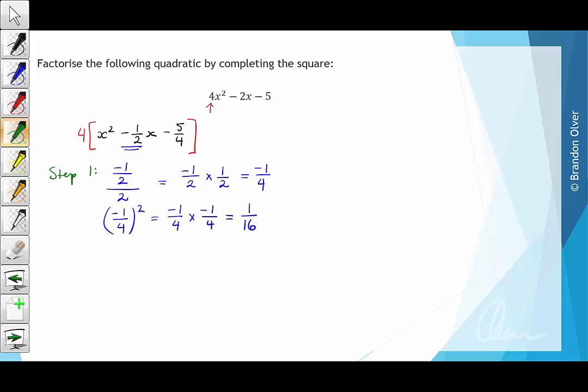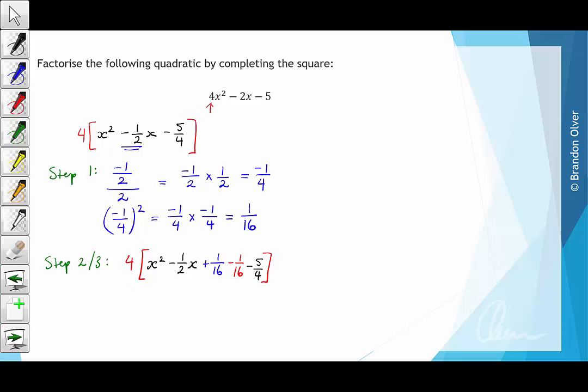So in step 2, and we'll do 3 at the same time, we've still got the 4 out the front of our expression. And in there, we're going to have x squared minus a half x. Then we're going to add on 1 on 16, subtract off the same to maintain the expression, and then we've still got minus 5 on 4.